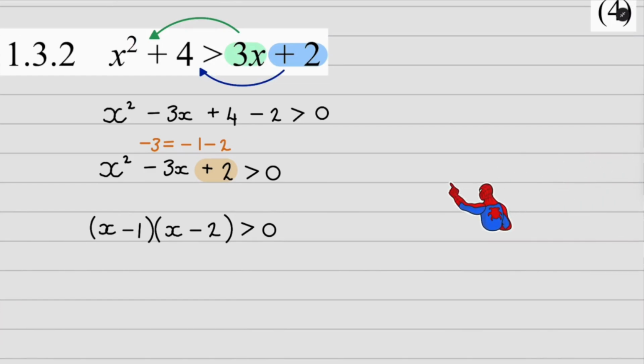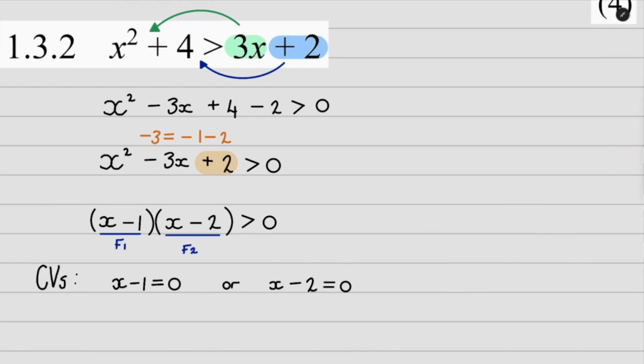Now I'm going to get my critical values. If you don't put CVs in this line, you will get marked down. These are not the answers, they are just stepping stones to get the answers. How we get the CVs is we take factor 1 and make it equal to 0, and we move this minus 1 over and it becomes plus 1. Likewise for factor 2, I make it equal to 0, move this minus 2 over and it becomes plus 2. Now I have my two critical values, 1 and 2.